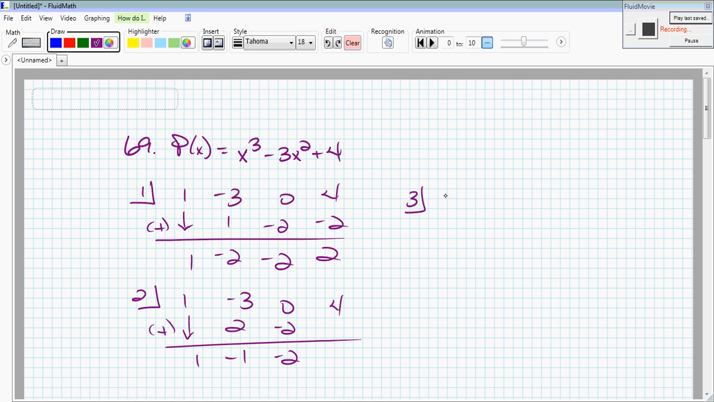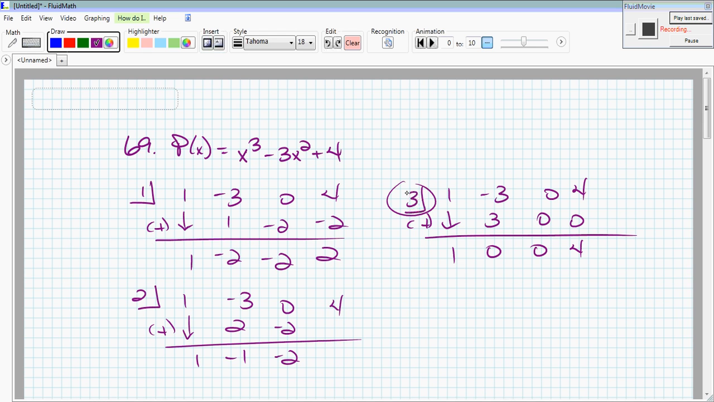So then we get to 3. One, 3. Now this is 0. Multiply, this is 0, this is 0, this is 0, and this is 4. They're not alternating, but they're all non-negative. 0 is non-negative, so this must represent an upper bound.